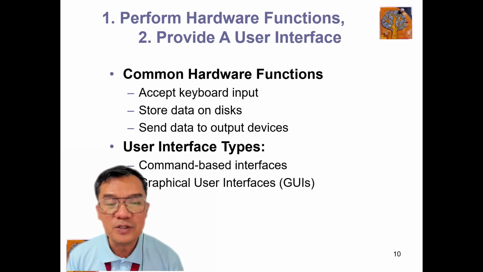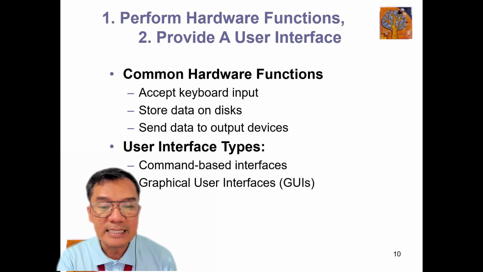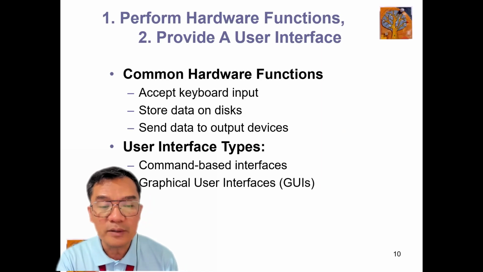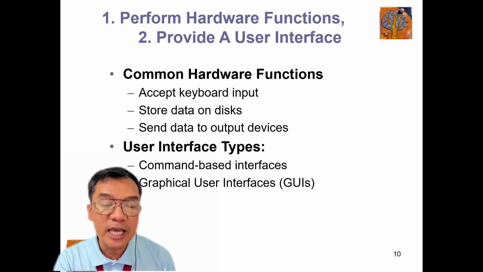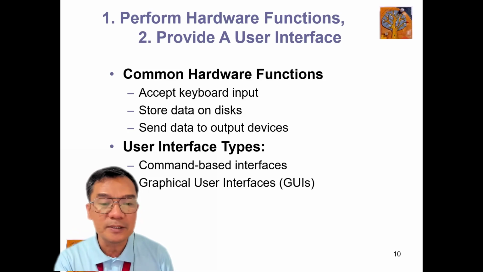A common hardware function would include accepting keyboard input, storing data on disk, and sending data to output devices. So these are the common hardware functions connected to our system software or operating system. That means the operating system is capable of accepting the keyboard input from us and is responsible for the appropriate action to be made at the hardware part so that it can also be displayed on the output devices as a response to our interaction with the computer.